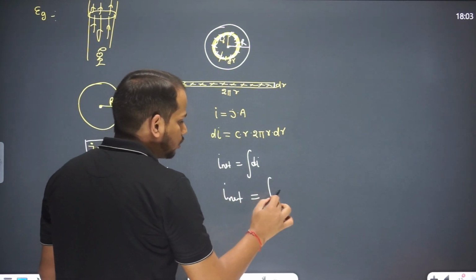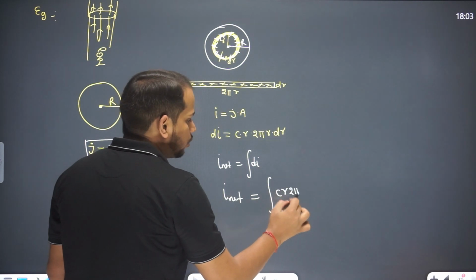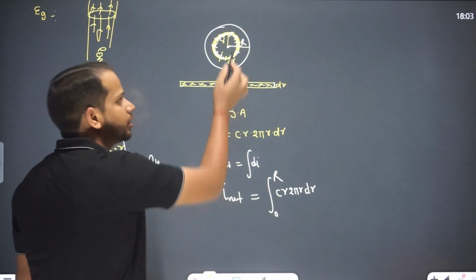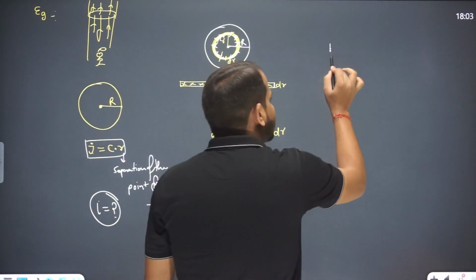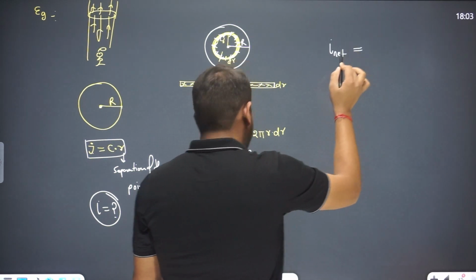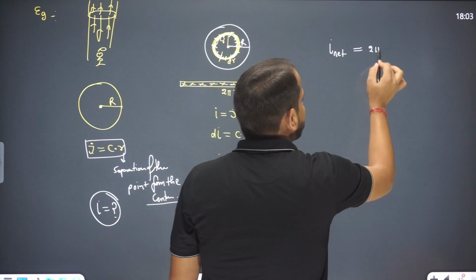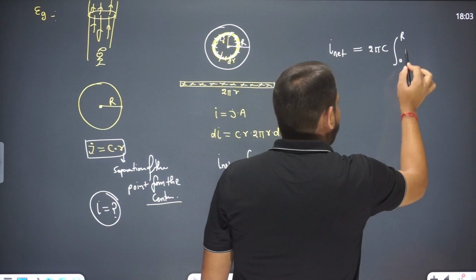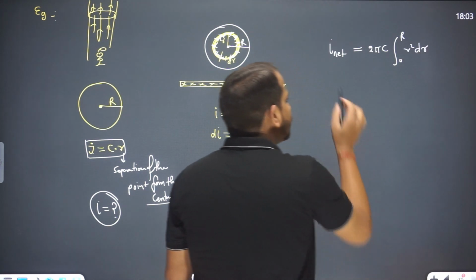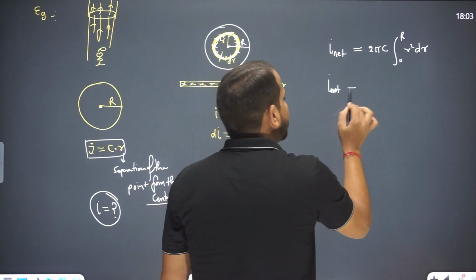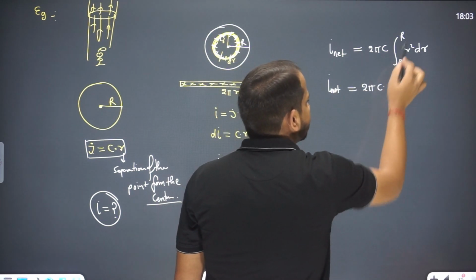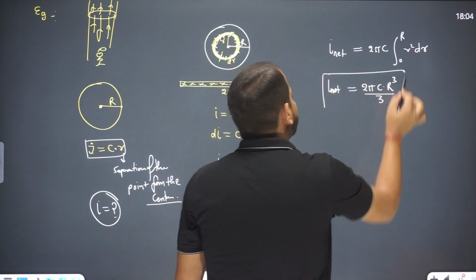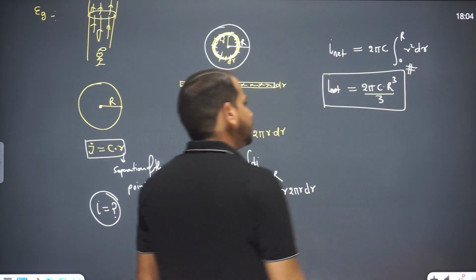The I net is equal to, this is what? Cr into 2 pi r dr, where r is changing from 0 to capital R. There is a surface boundary we have. So what is the I net here? The I net in this situation is equal to, take the constant outside, so we can say 2 pi C will be outside, and this is integration 0 to R of r squared dr. So what we know about the integration of this one, it will become 2 pi C times R to the power 3 by 3, because when you put the lower limit 0, it will become 0, right? This is the result we have.